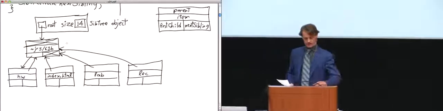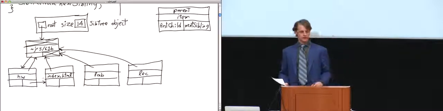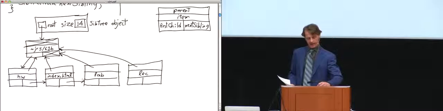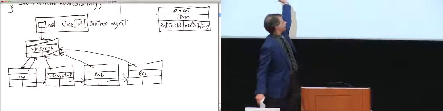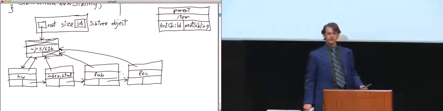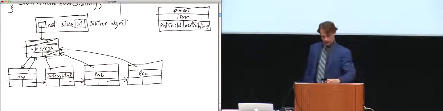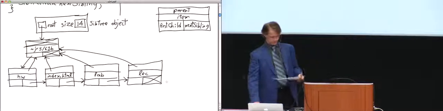So homework is going to have a pointer to its next sibling, index.html, which has a pointer to its next sibling lab, which has a pointer to its next sibling lec. So that's where we use the next sibling pointers to build a singly linked list of all the children of the root node. And then this last one, its next sibling pointer is null, because there are no more siblings at that point.